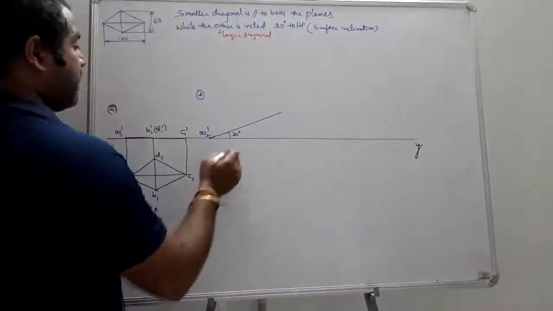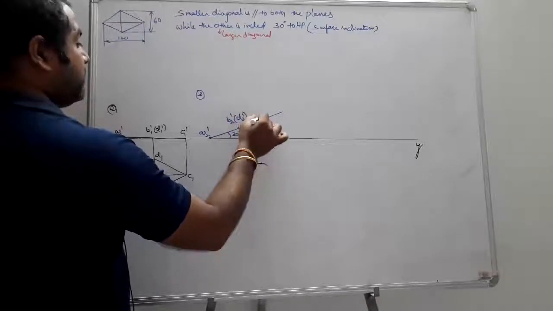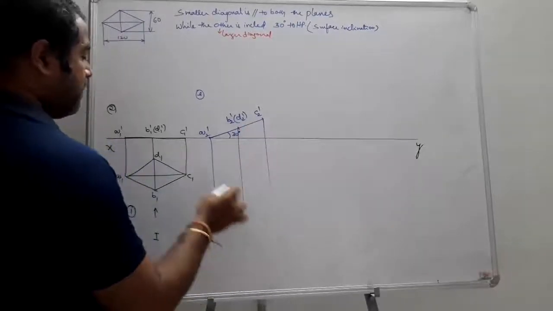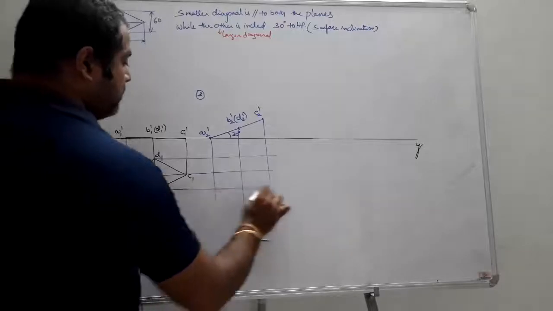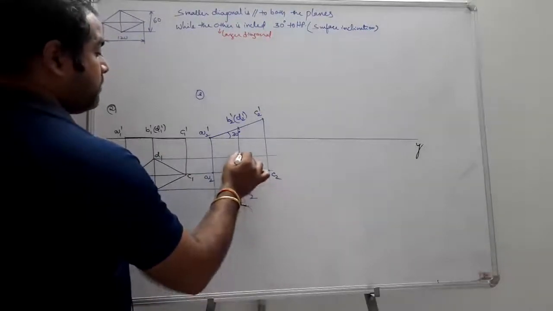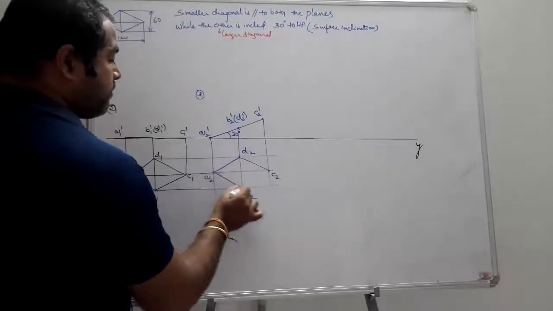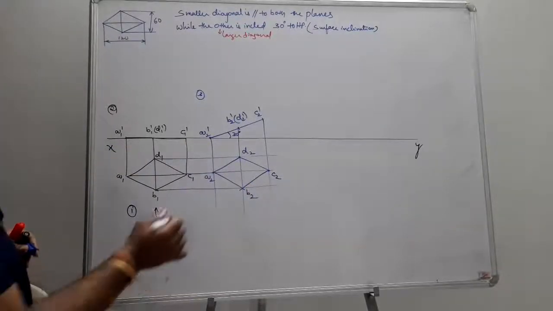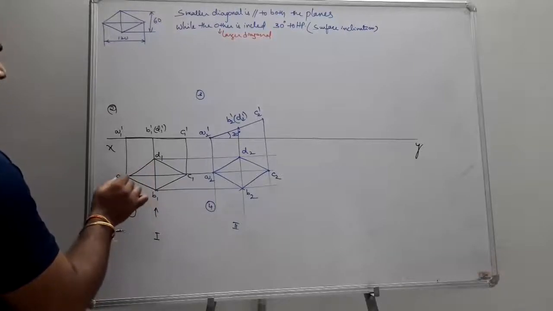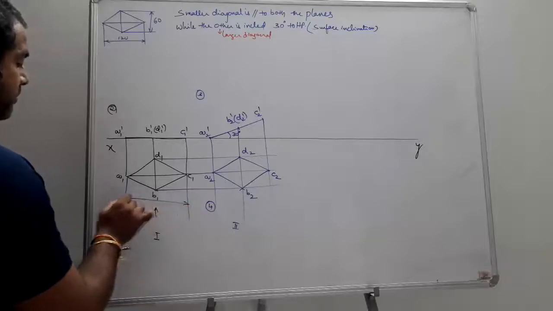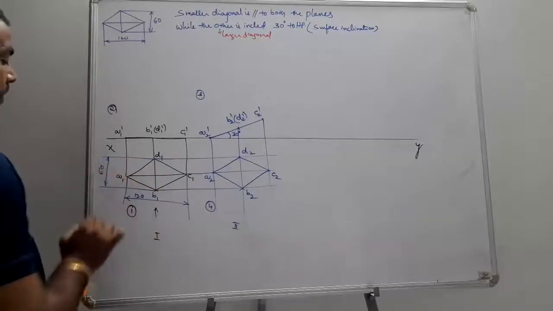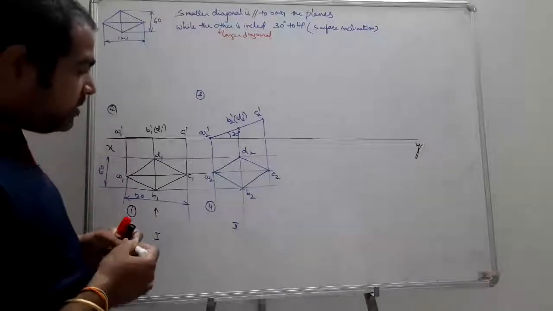So this becomes, let us consider A2', B2', and this becomes C2. From here draw the vertical projectors, from here draw the horizontals. Now mark intersection points, so this becomes A2, B2, C2. So this was step 4 and stage 3. Initially we just had to represent the dimensions also, which is 120 and 60.